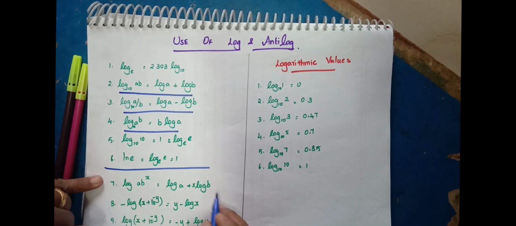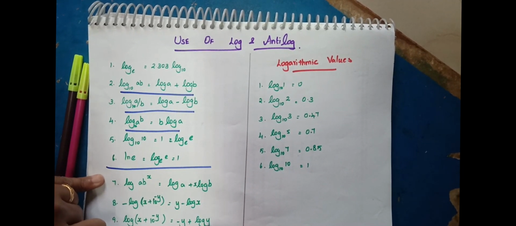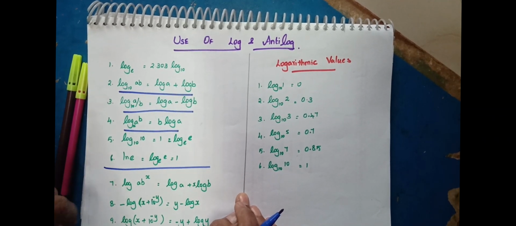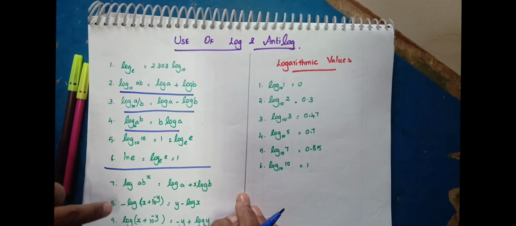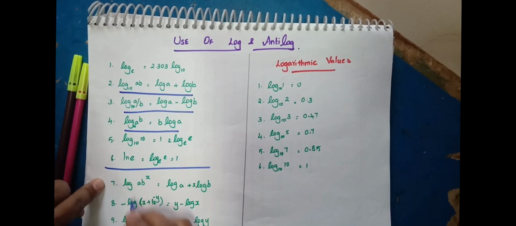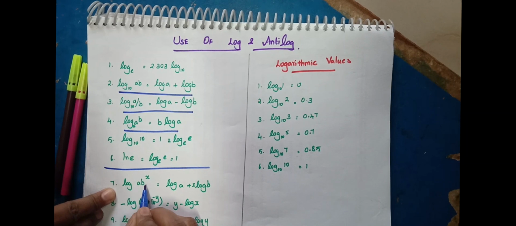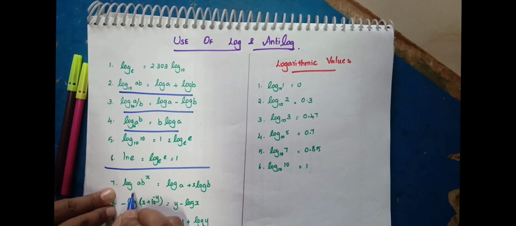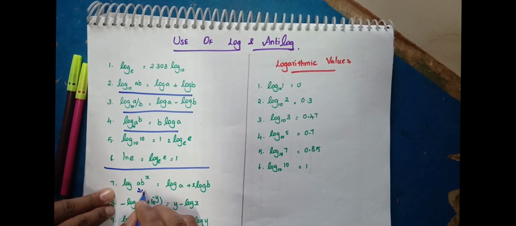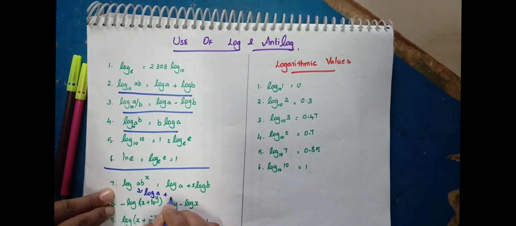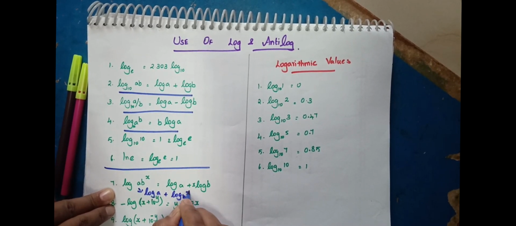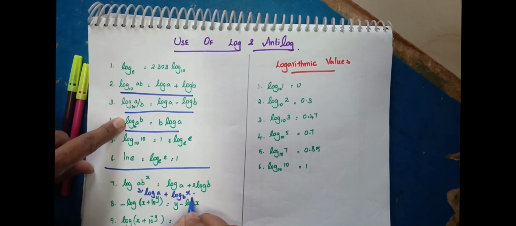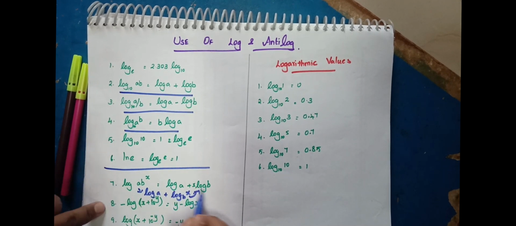Apart from that, a few more identities are there, because in 11th and 12th standard students use them to find the pH. At that time they use negative logarithm. How to use a negative logarithm? If it is log of a times b power x, it changes to log a plus log b power x, and again this x comes out as x log b. See this identity: it changes to log a plus x into log b.